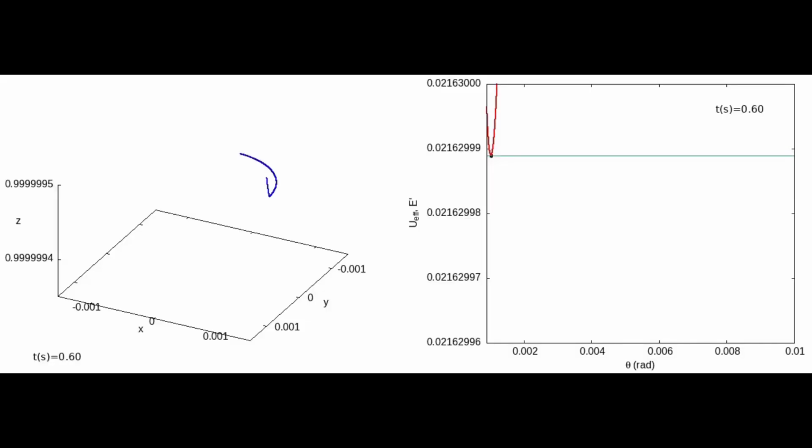These are the animated plots of the numerical solution. On the left, an animated three-dimensional plot of the symmetry axis motion is seen, and on the right, an animated plot of the effective potential is seen. The horizontal line shows E prime, which is a constant derived from energy, and the black dot shows the intersection of theta and E prime values at the shown time, which is visible at the upper right corner or at the down left corner.